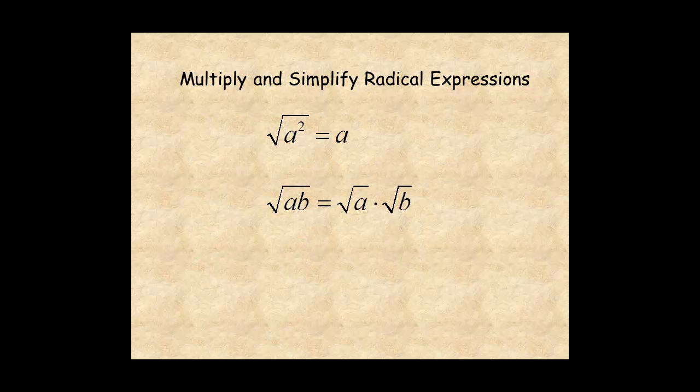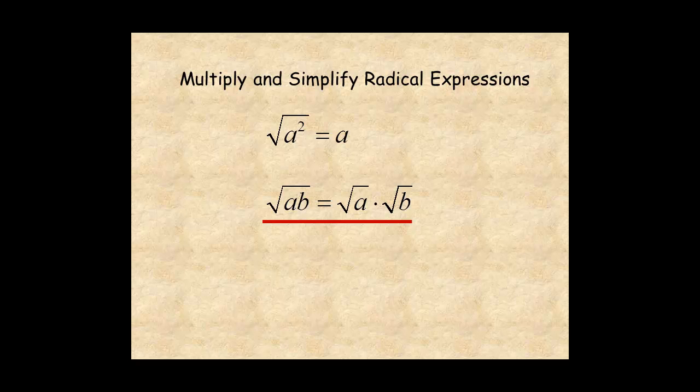For this lesson, there are two basic properties that are used to simplify radical expressions. The first property says you can factor perfect squares out from under the radical. The second property is the product property and says you can split the product under the radical sign. In other words, the radical of the product is equal to the product of the radicals.